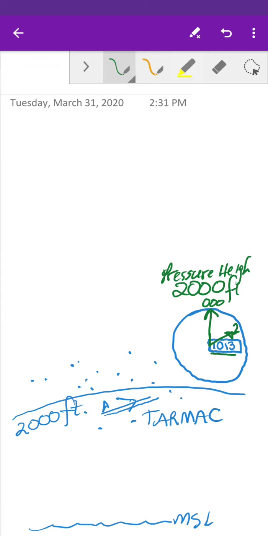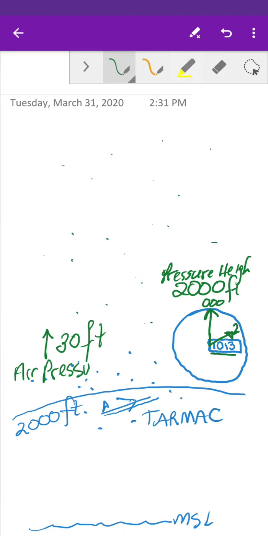Now, of course, as you go higher and higher, the air pressure gets less and less. Every time you increase your altitude by 30 feet, the air pressure reduces by 1 hectopascal. There are fewer air particles. The more air particles, the more air pressure. The fewer air particles in a given area, a given volume, the less air pressure.